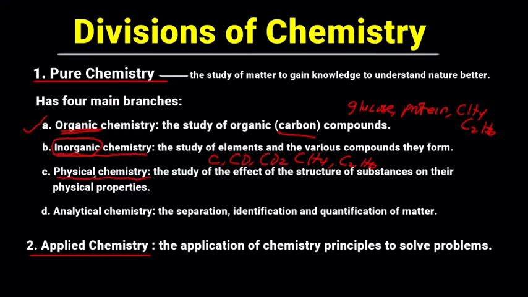Now, physical chemistry is an aspect of chemistry where we are interested in the physical aspect of chemistry. What are some of the physical aspects of chemistry? Like boiling point, like solubility, whether a substance dissolves or not, like melting point. All these things are physical aspects of chemistry. So that makes up physical chemistry.